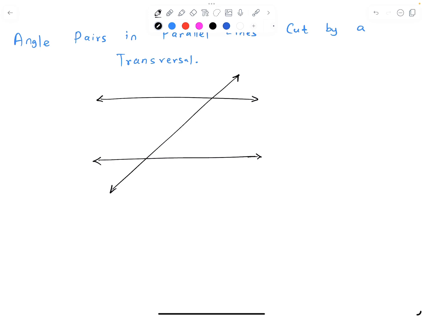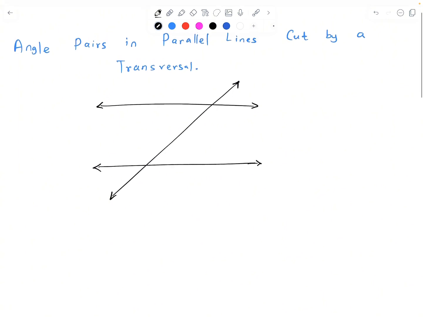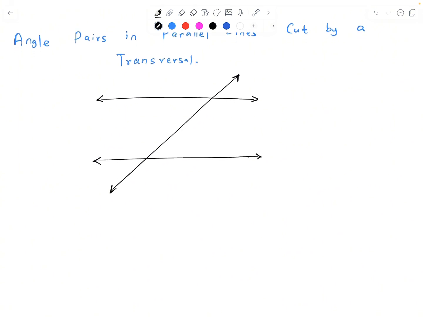So I just want to quickly introduce us to angle pairs in parallel lines cut by a transversal. So what do you understand by a transversal? A transversal is a line that crosses parallel lines to create pairs of congruent and supplementary angles.